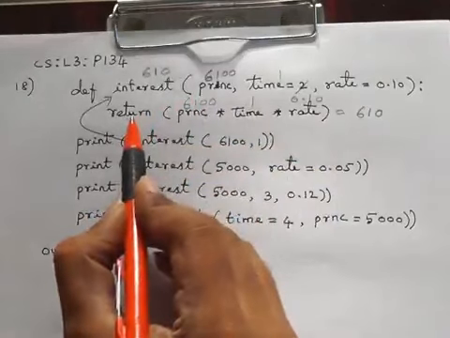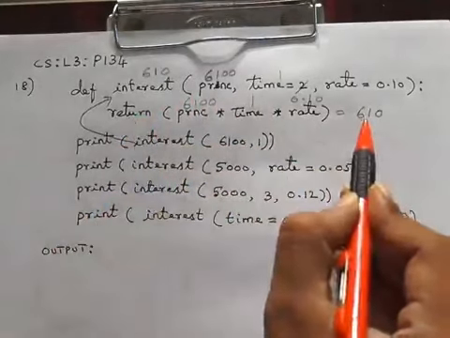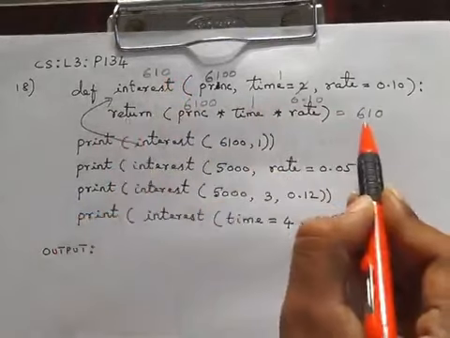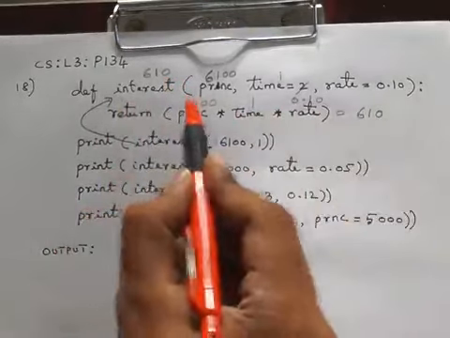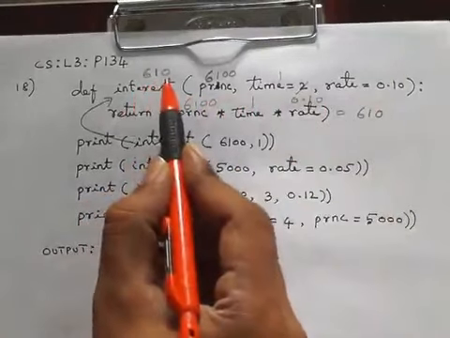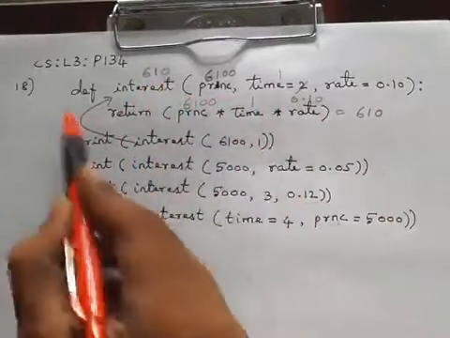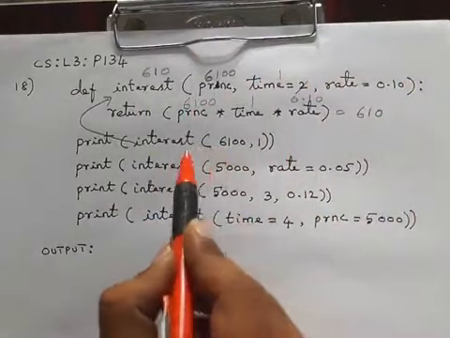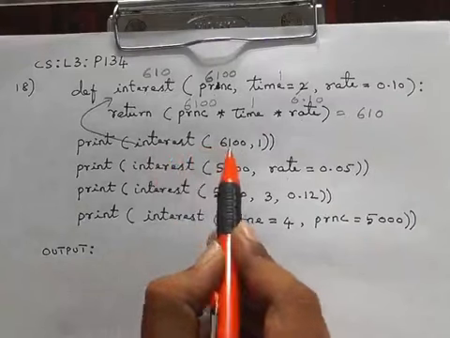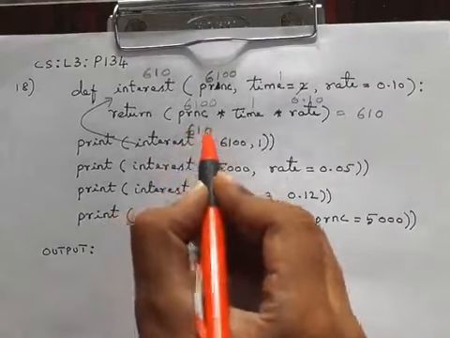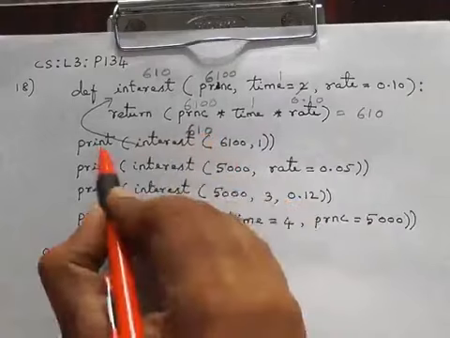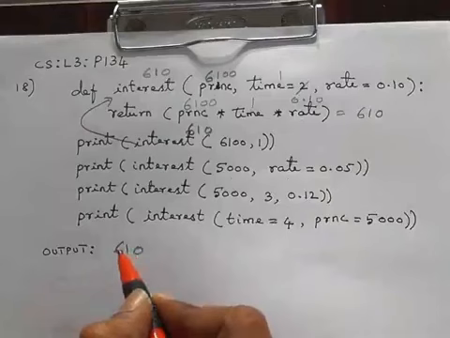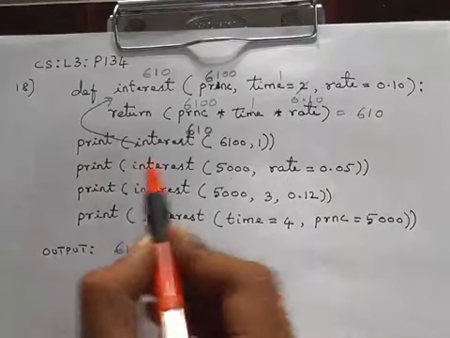Suppose if you give return 1, the interest function value is 1. Suppose return 610, the interest function value is 610. Understand? Once this work is finished, again it will come back to the same position. Now this interest function value is 610 and that value will be printed. So the output is 610. Understand? Okay. Now we are going to the next line.